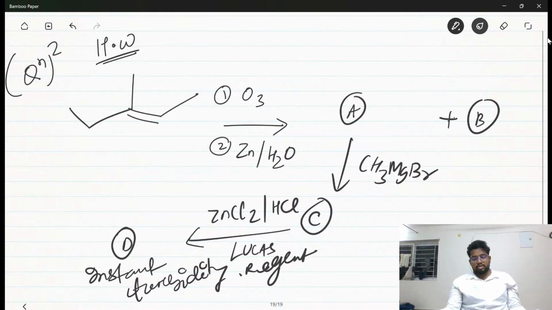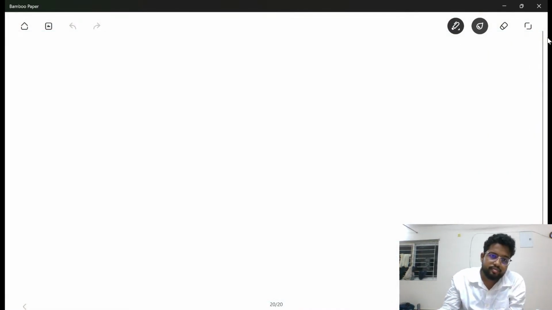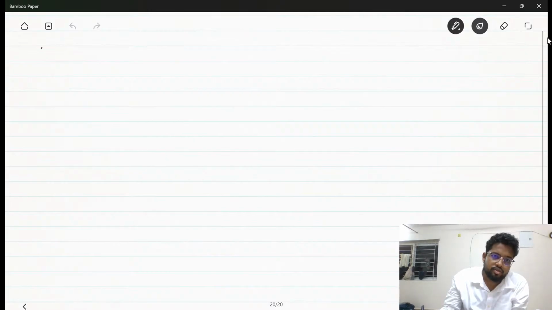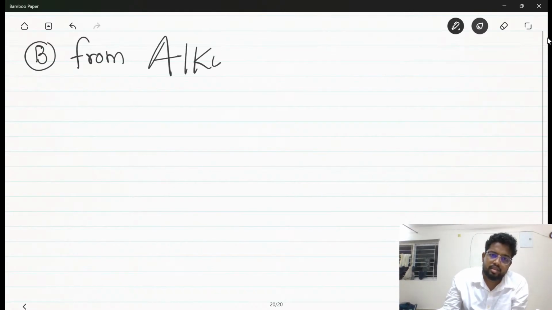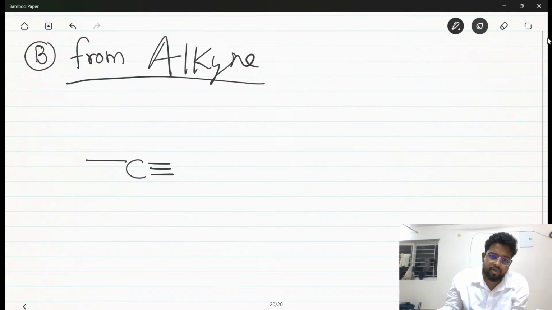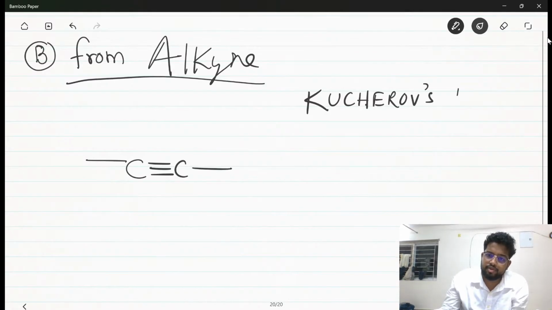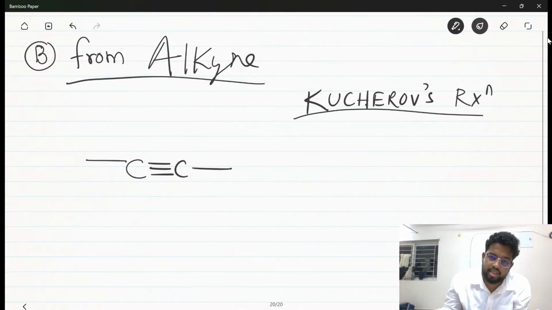Next, one more very important named reaction I will tell today is Kucherov. So second thing, preparation from alkyne. You know what is alkyne? C triple bond C. So here I have a very important name reaction, Kucherov's reaction.